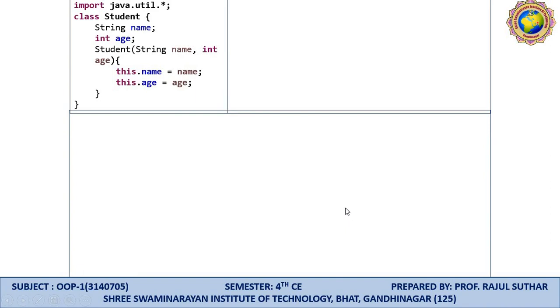So this is the example for comparator. import java.util.*. The name of the class is Student. Its arguments, its parameters, are String name and int age. Student(String name, int age) has these two parameters. this.name = name, this.age = age.